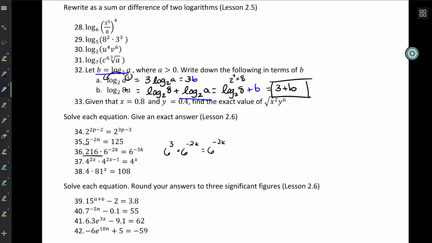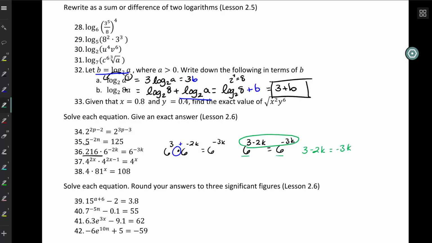What we want to do now is see this and recognize that, oh, there's that product rule. I can now add these exponents because of that product rule. Write it with the same base, but now the sum of the two exponents. 6 to the 3 minus 2k will equal now 6 to the negative 3k. And as we went through in our last lecture, you know that once the bases are the same, you can ignore the bases and just solve the equation that's made by the exponents.